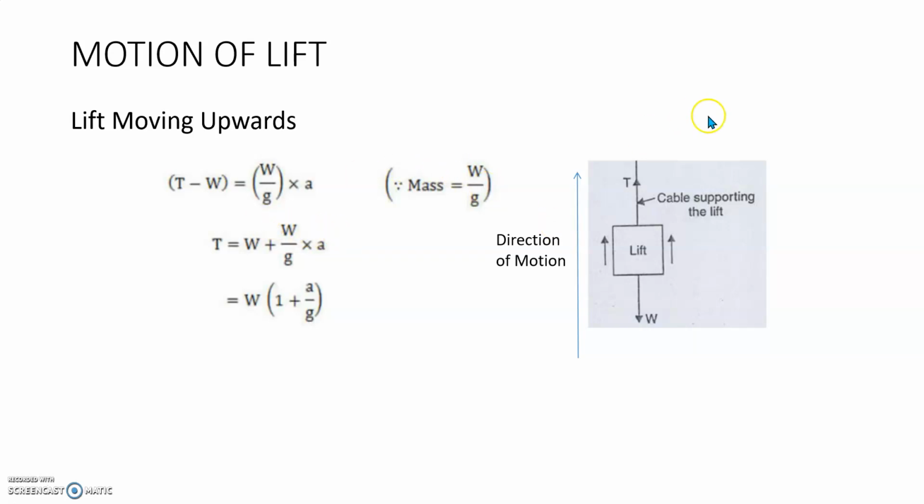So what is the net force of this system? Net force here is T minus W. That is what is written here. Why is T written first? It is a positive value, as it is along the direction of motion, so it is treated as positive. And why is W negative? W is negative because it is against the direction of motion. So T minus W equals W by g. W by g is nothing but mass into acceleration of the lift. Then we can rearrange the equation to find T, or whatever is asked in the question.